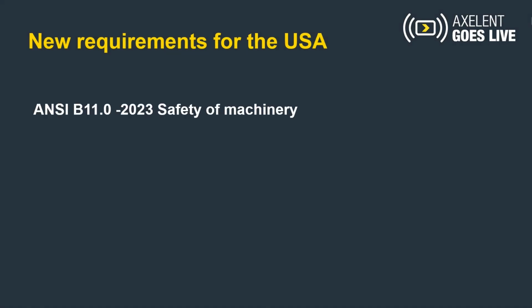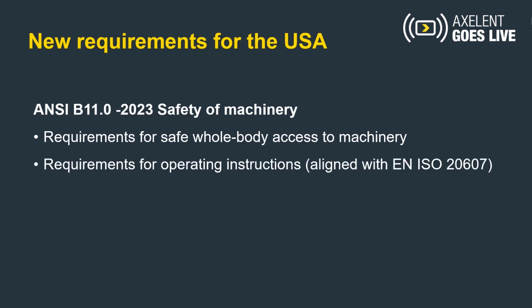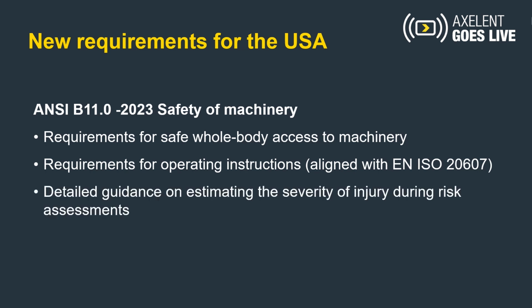Here are 3 new requirements from ANSI B11.0. Requirements for safe whole body access to machinery. Requirements for operating instructions. These have been aligned with the new ISO standard on this, EN ISO 20607. And then there's detailed guidance on estimating the severity of injury during risk assessments.